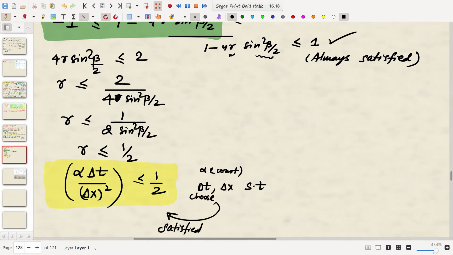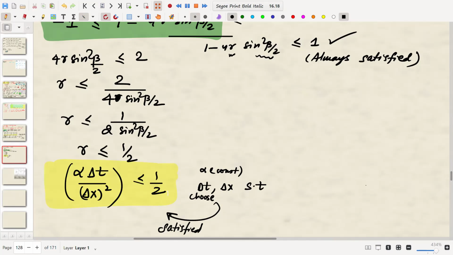So this yellow shaded equation tells us why you cannot always reduce delta x and delta t and expect stable and accurate solutions all the time. If you make delta x smaller, it is in the denominator. What will happen? 1 by a small quantity is big. Then there are chances that you will cross 1 by 2 and your method won't be stable.